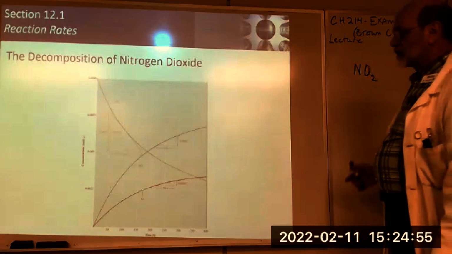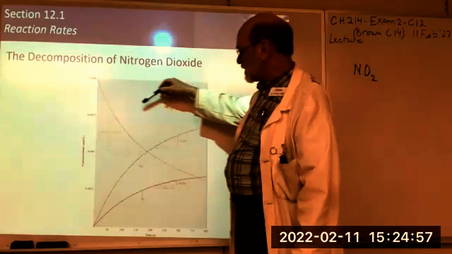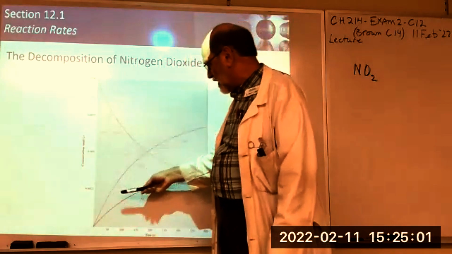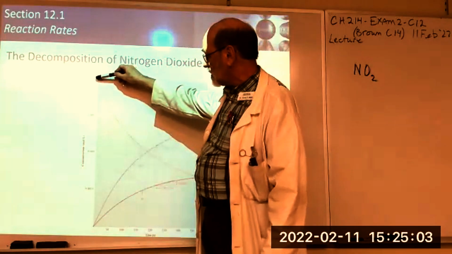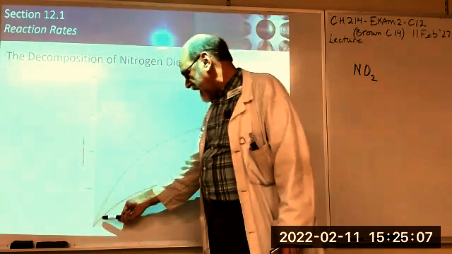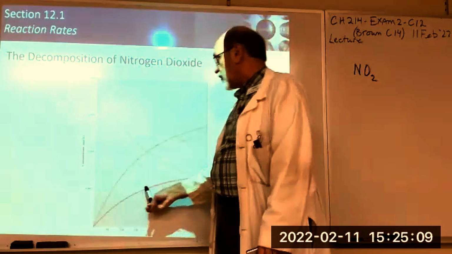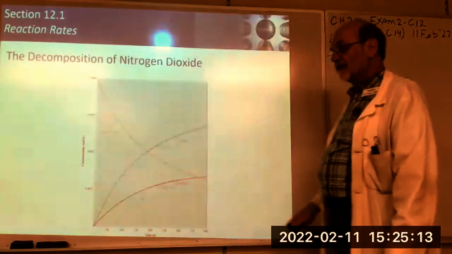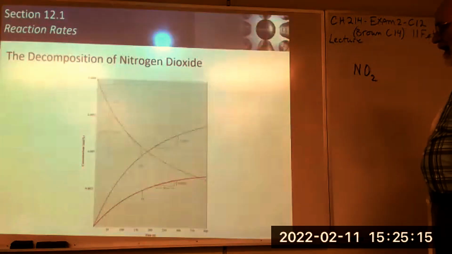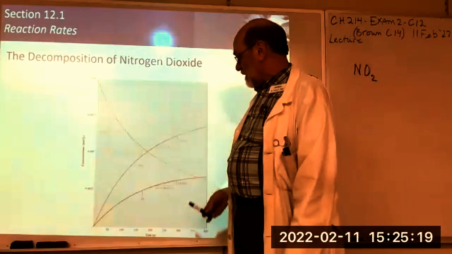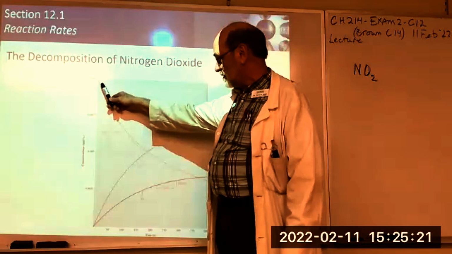What you'll also notice is that if this is the reactant and these are the 2 products, notice when you start off here, you've got all of this and none of that. And then gradually you start adding in, you start building up product as the reactant disappears. So what's the rate? Well, like I said before, this is not a linear rate.